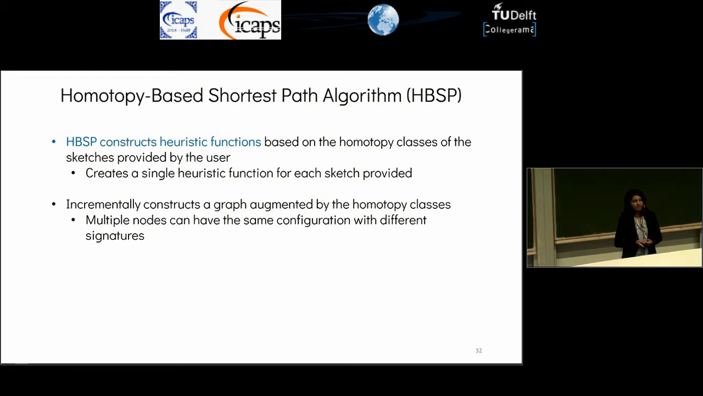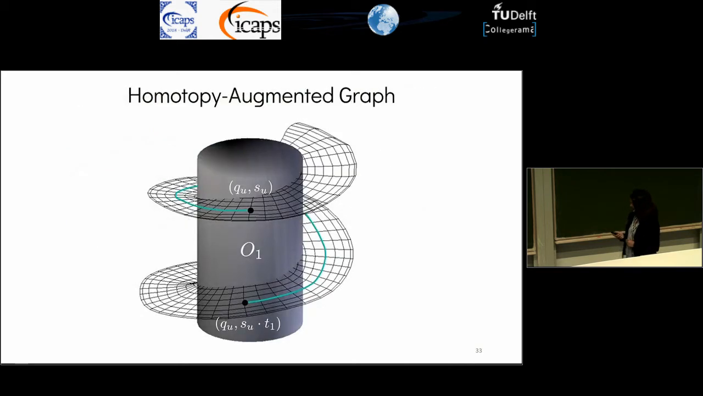We run HBSP on a graph that we incrementally construct, and it's augmented by the homotopy classes. This means that multiple nodes can have the same configuration but different signatures. If we look at this example here, we have this node U with a configuration U and a signature U. If we wind around this obstacle, we have the same configuration for this node, QU, but we add T1 to the signature as we wind around this obstacle. So this is an example where multiple nodes can have the same configuration but different signatures.